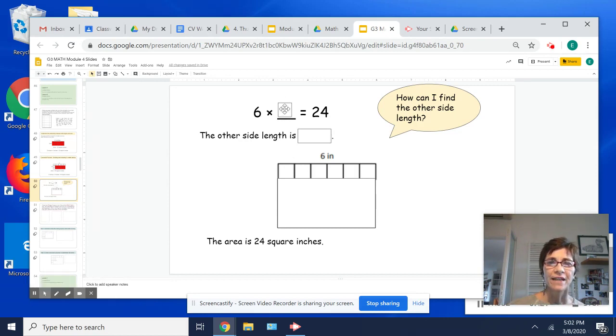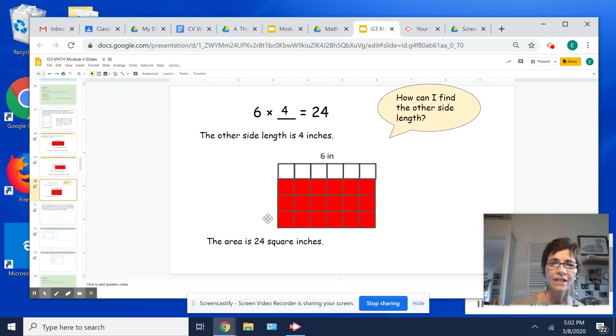Okay, so if you figured out that you can do 24 divided by 6, or 6 times what is 24? And if you figured that that's 4, you are correct. 6 times 4 is 24. So the other side is 4 inches. One side is 6, the other side is 4. And here we have the total area is 24 square inches. Okay.